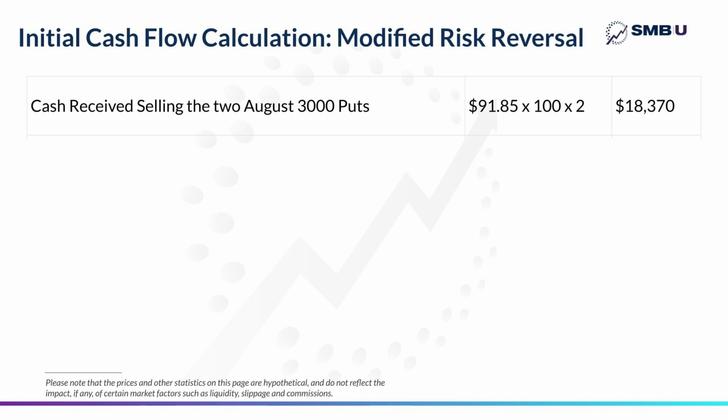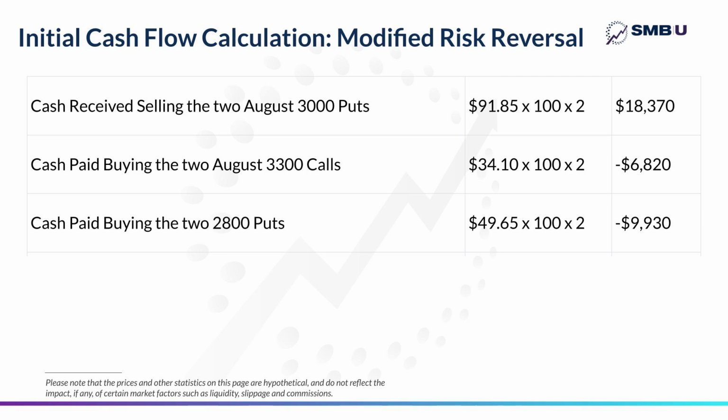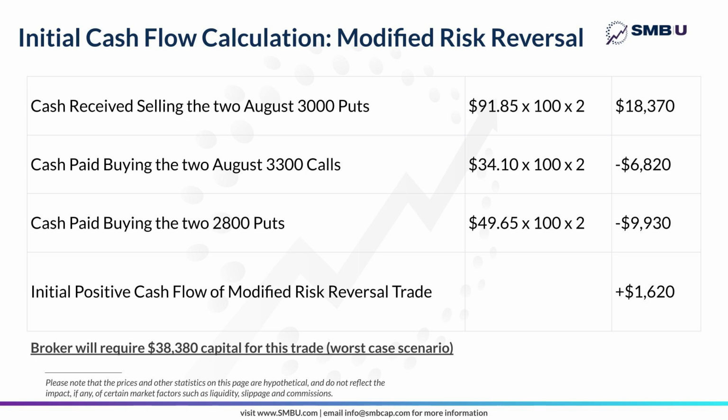Now, we'll subtract from that the cost of the calls up at $3,300, which, as you can see from a similar calculation, results in a cash payment by us of $68.20. And we also bought those protective puts down at $2,800 for $99.30, which, when you net it all down, results in positive cash flow of $16.20, as you can see from the calculation.